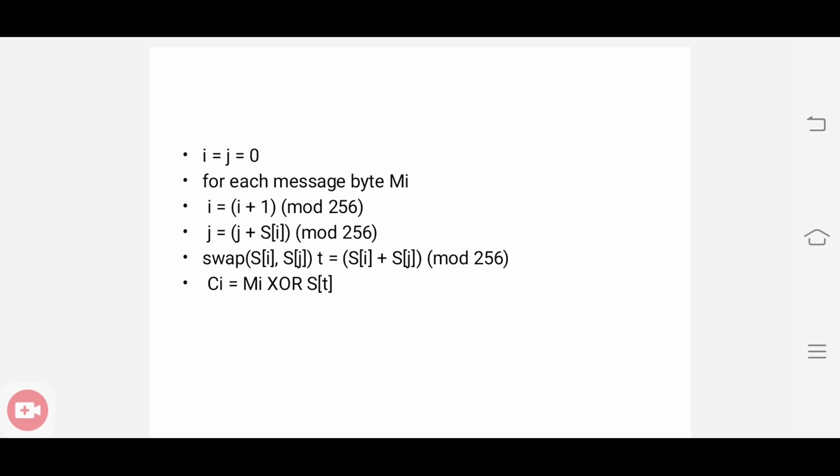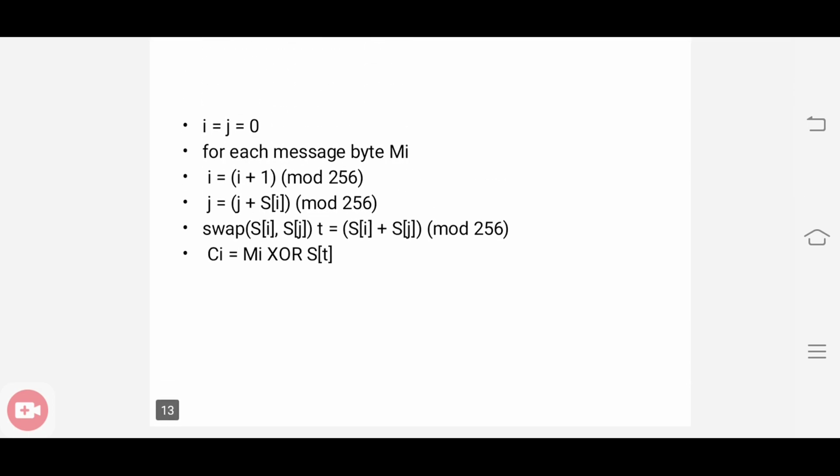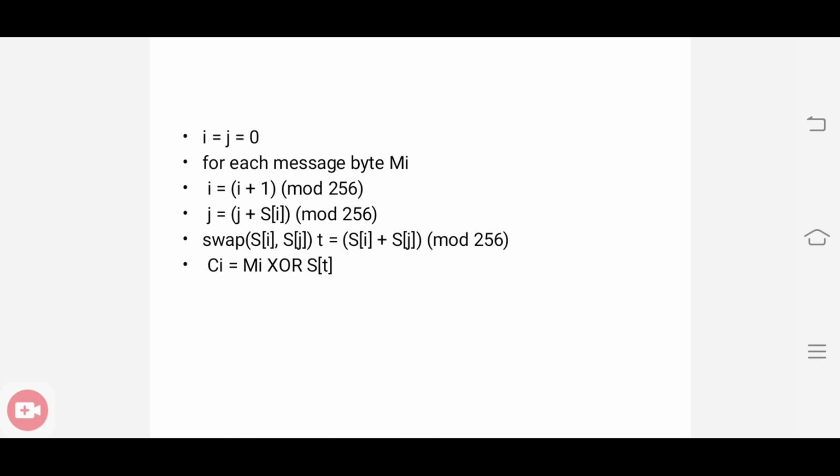And it is XORed with m_i, the message byte, to produce the cipher text. This is the encryption procedure: the pseudo random number generator plus the encryption. Clear? So this is all about the RC4 algorithm. By using some examples, you can also work out these two parts of the RC4 algorithm. So this is the stream cipher RC4 algorithm. Thank you.